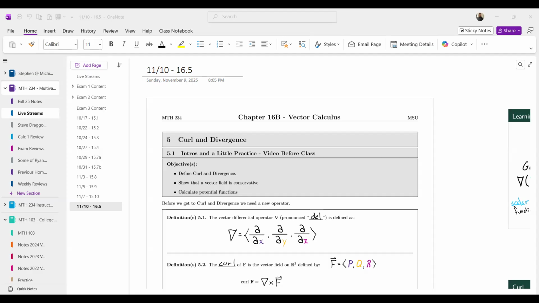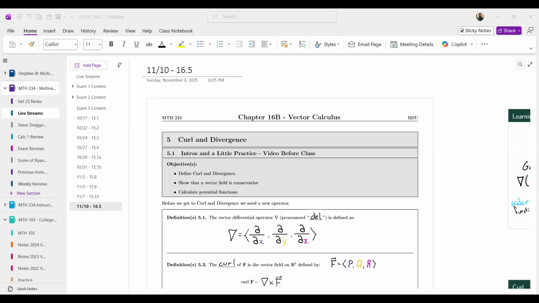I'm still your host, Steve Dragu, and today we've got section 16.5, or chapter 16, section 5. Last thing that could show up on exam 3, it's the curl and the divergence. And also sort of a welcome break from the last few sets we've been doing, because I think this section is quite a lot easier than all of the triple integrals we've been doing. We're just going to look at two different ways of evaluating derivatives and what they mean in 3 dimensions.